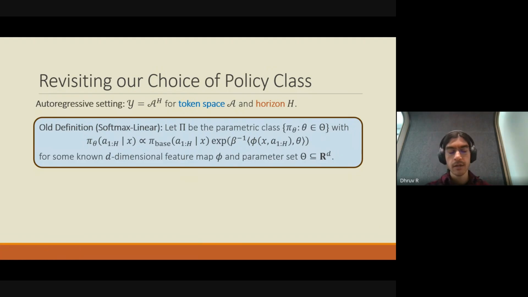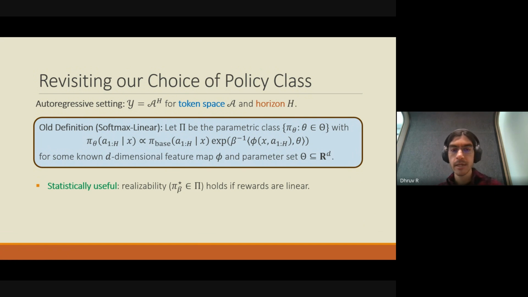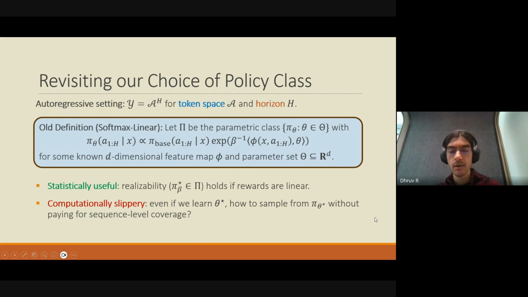Our original definition of softmax linear policies was this tilting of the density at a sequence level. So you multiply your density, your probability of some sequence, by this exponential. And while this was useful in the sense that realizability is very easy to interpret in terms of what the rewards have to satisfy, it's computationally annoying because it's not clear how to sample from pi theta star without paying for sequence level coverage. So this is an issue we had earlier.